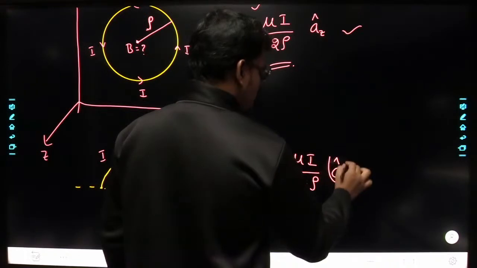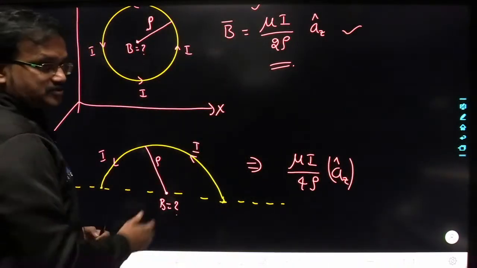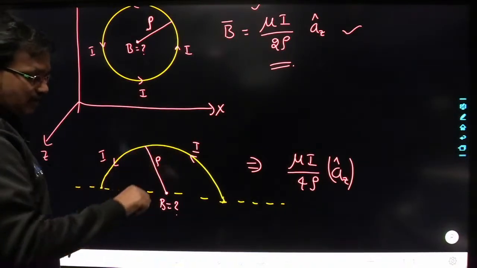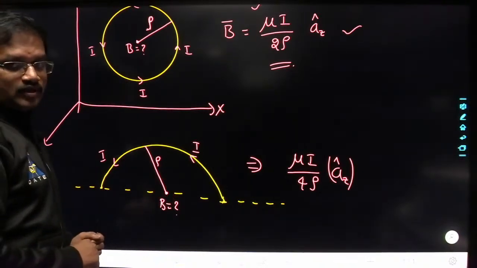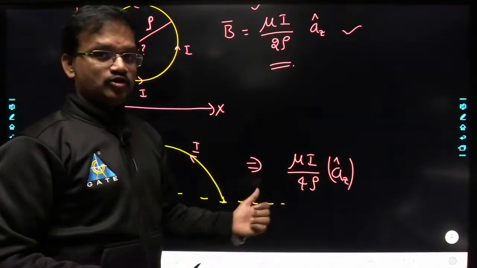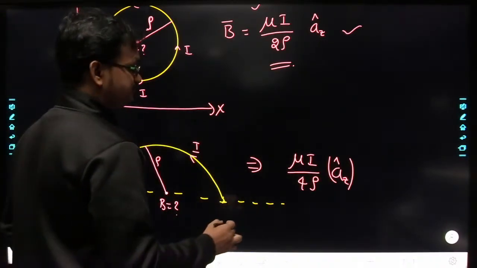Now if in the same problem I consider the current in clockwise direction, then the B field must point in which direction? It is going to point into the board. So under that case, you are going to get the direction of B field into the board, that is in negative z direction. Understood? Okay.